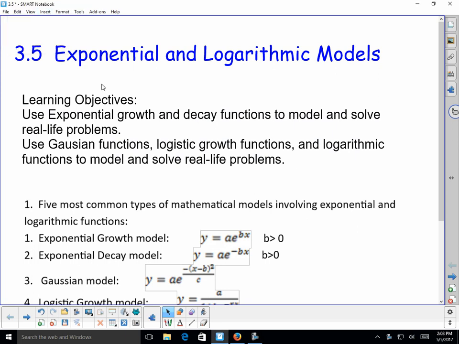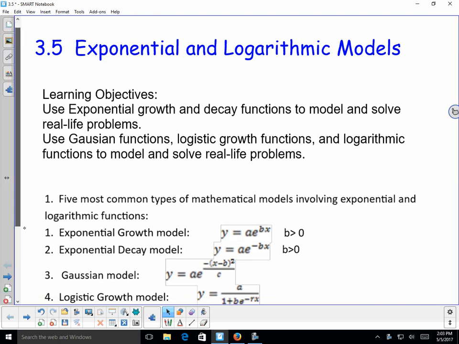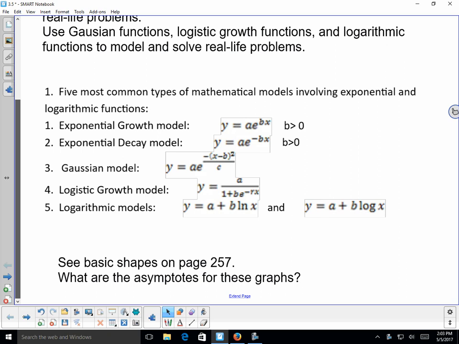Okay, we are looking at section 3.5, exponential and logarithmic models. The 5 most common types of mathematical models involving exponential and logarithmic functions are exponential growth, exponential decay, the Gaussian model, the logistic growth model, and logarithmic models. If you would take a look at page 257, you will see the basic shapes for these. Are we going to need to memorize these?